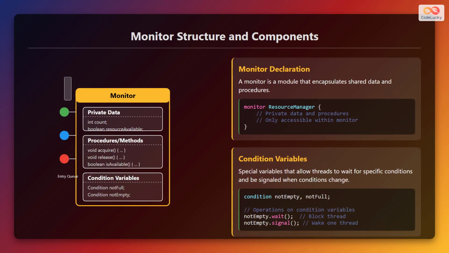The structure of a monitor includes several key components. The monitor declaration encapsulates the shared data and the procedures that operate on it. Private data within the monitor can only be accessed by the monitor's procedures, ensuring data integrity. Procedures or methods define the operations that threads can perform on the shared data. Condition variables allow threads to wait for specific conditions and be signaled when those conditions change.